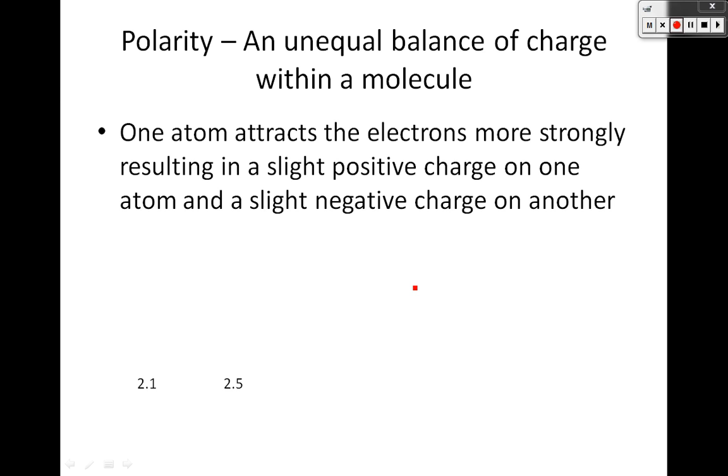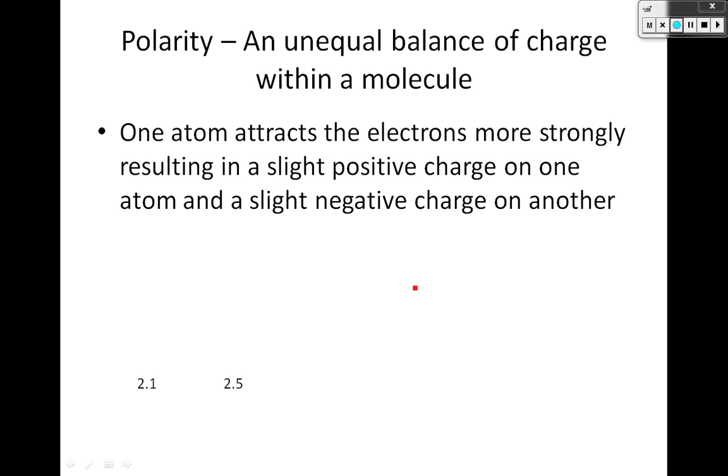So a polar molecule is when one atom in a molecule attracts the electrons more strongly than the other atom, which results in a slight positive charge on one atom and a slight negative charge on the other. The part of the molecule that's attracting the electrons more strongly would have a slightly negative charge because it gets an undue share of the electrons, whereas the other part would have a slightly positive charge.